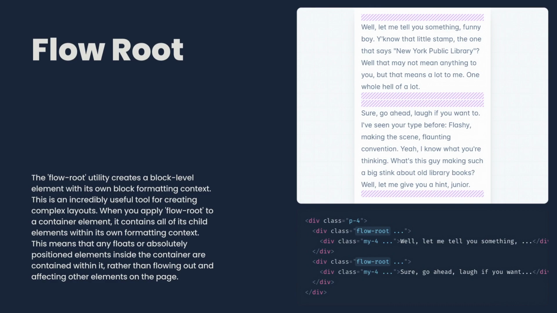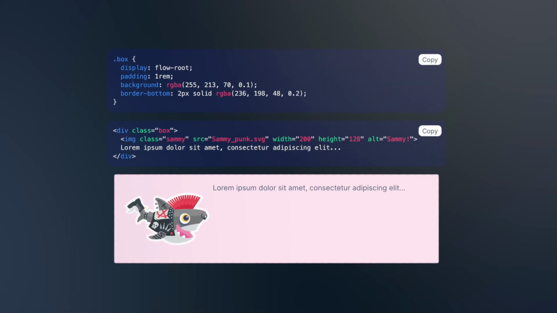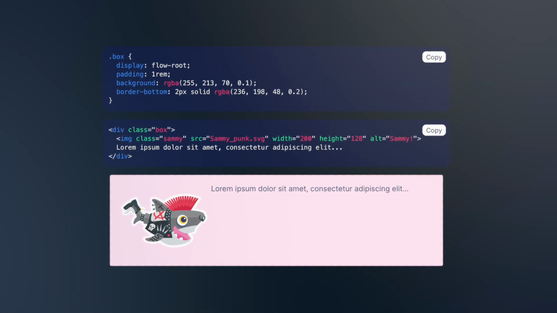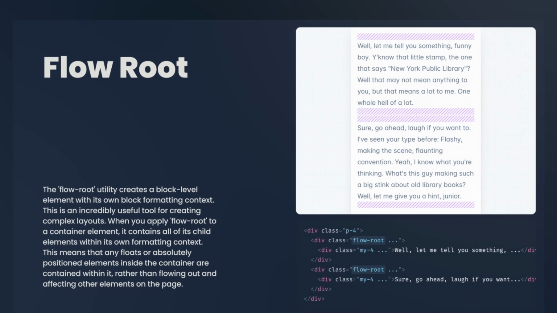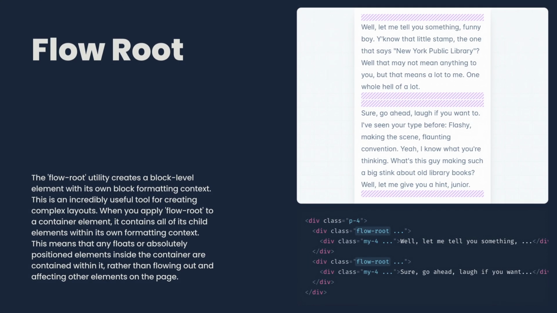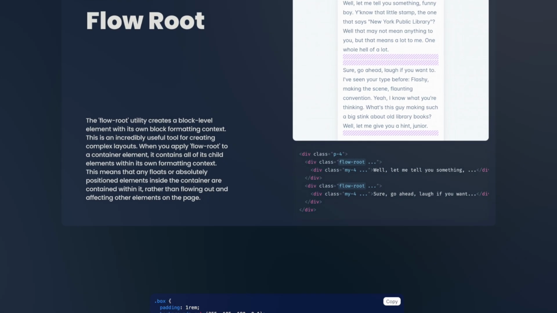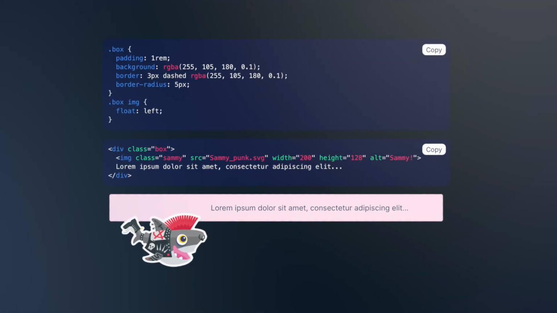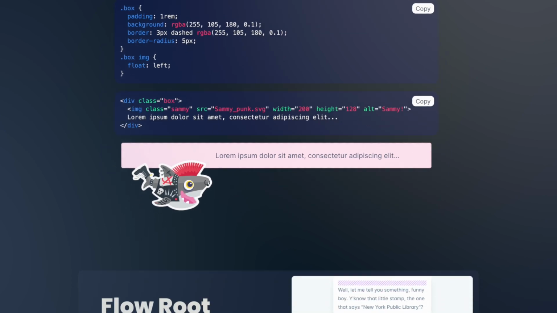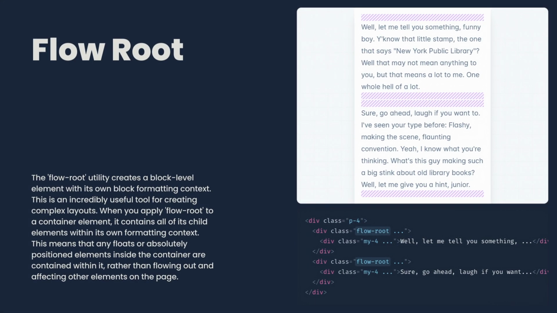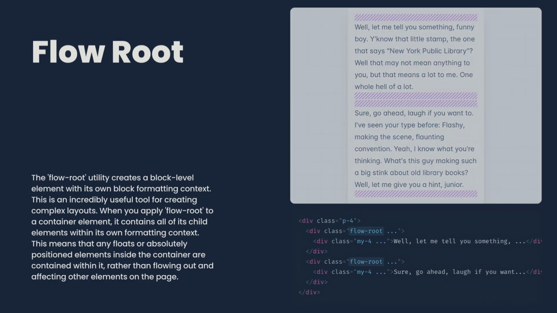The flow root utility creates a block-level element with its own block formatting context. This is an incredibly useful tool for creating complex layouts. When you apply flow root to a container element, it contains all of its child elements within its own formatting context. This means that any floats or absolutely positioned elements inside the container are contained within it, rather than flowing out and affecting other elements on the page. To use flow root, add the class flow-root to your container element.